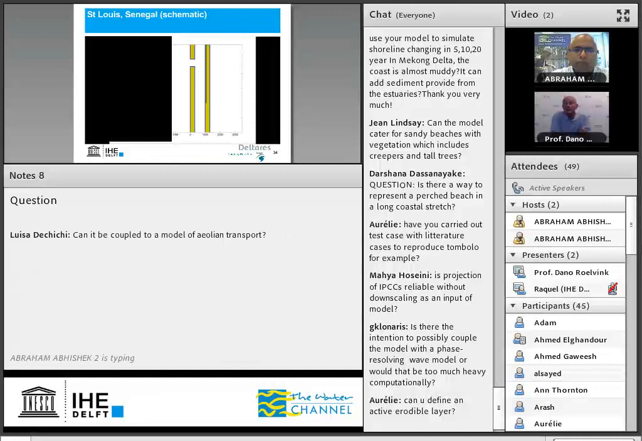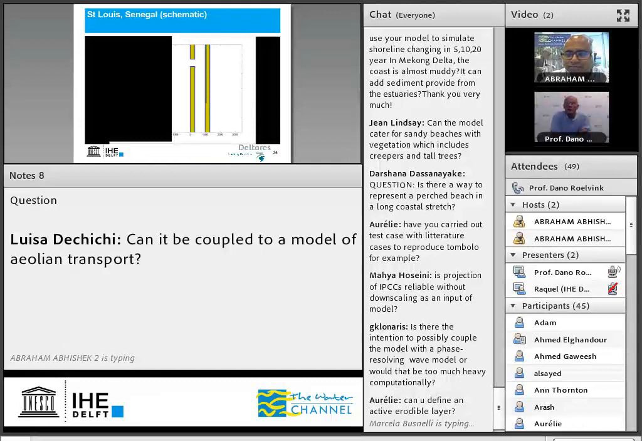Can it be coupled to a model of aeolian transport? So there's a wind-driven transport. Mohamed Gonin just built in a large part of a model presented by Caroline Fredriksson and Magnus Larsen from Sweden. We now have a description of both the coastline, let's say the zero water level line, and the dune foot line, and there's an aeolian transport process in between.